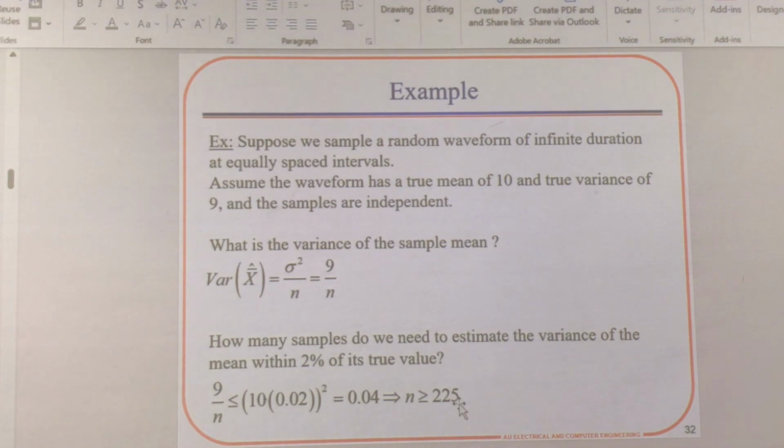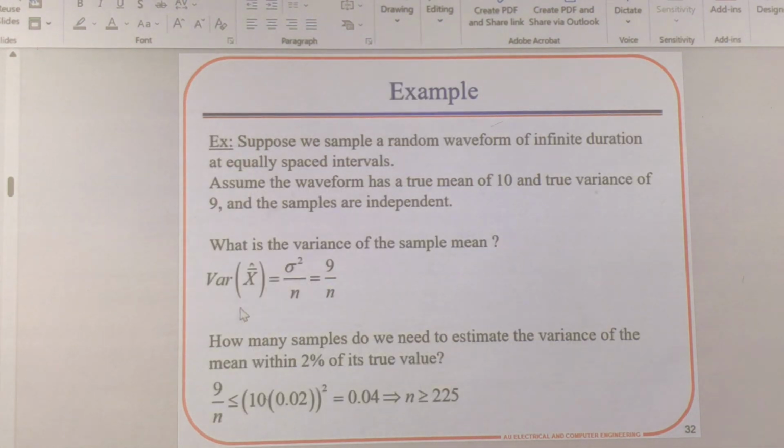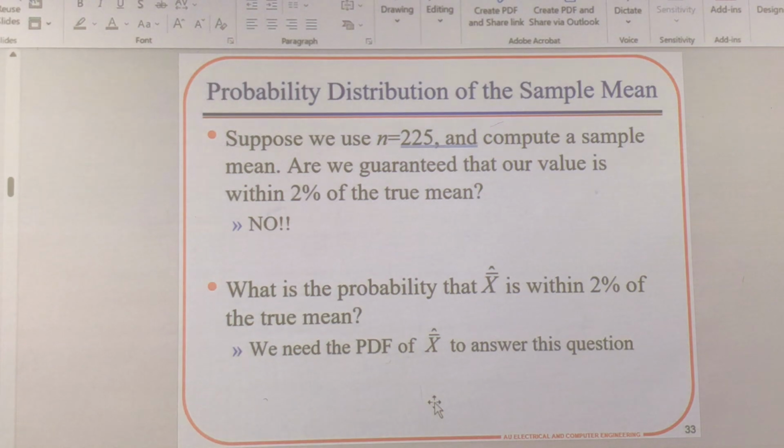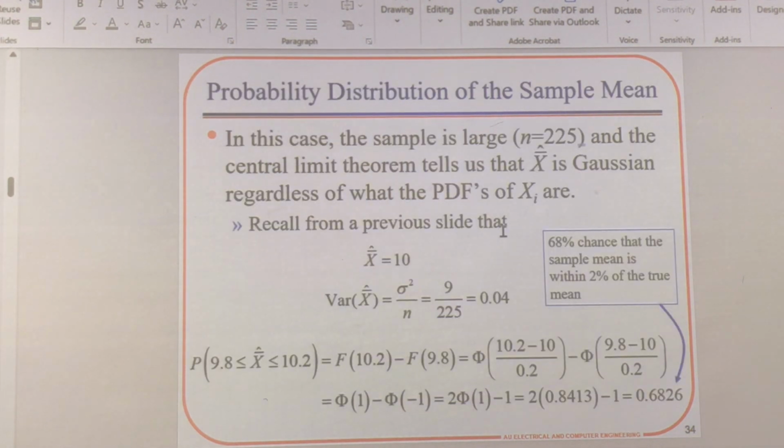There's nothing new here. Now suppose n is 225 and we compute a sample mean. Are we guaranteed that our value is within 2% of the true mean? This is the statement that's important. We're not. Now, the assumption is this. If we have a variance of the sample mean, and we have this many samples, we can use that, and we know what the variance of the variance is, and here's something that should make sense.